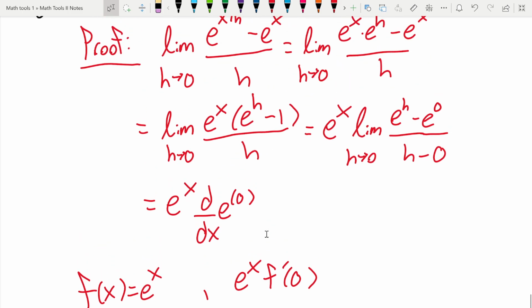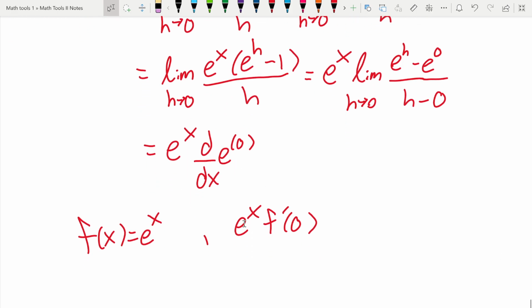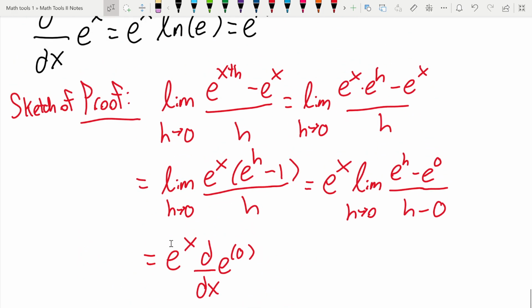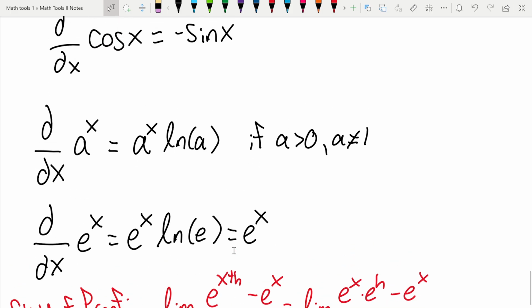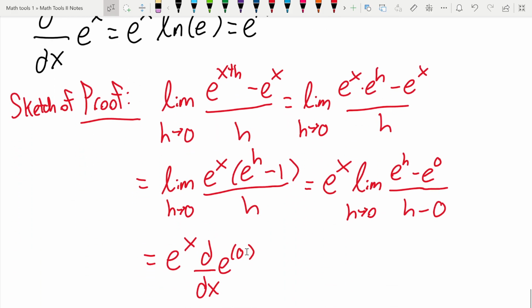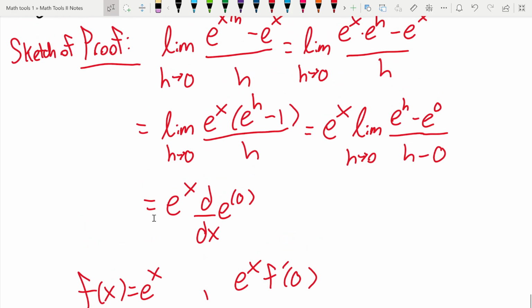Okay. So that's why I said that this is like a sketch of the proof. You get the e to the x part by itself and then show that all you need to do is find the derivative of e at 0. And then you go ahead and approximate that and show that it's 1. So the important part is, of course, what it is, not the proof. But I just wanted to show the general idea of where this comes from.